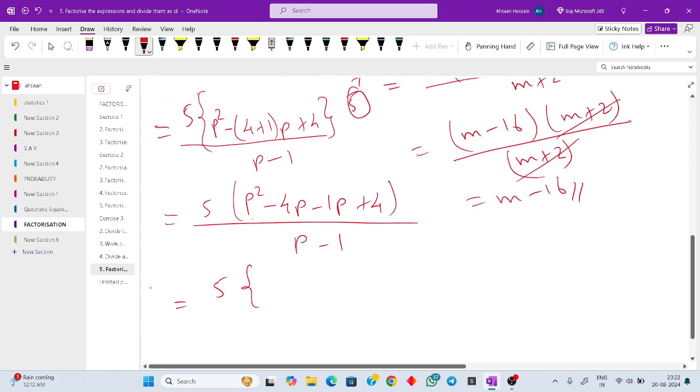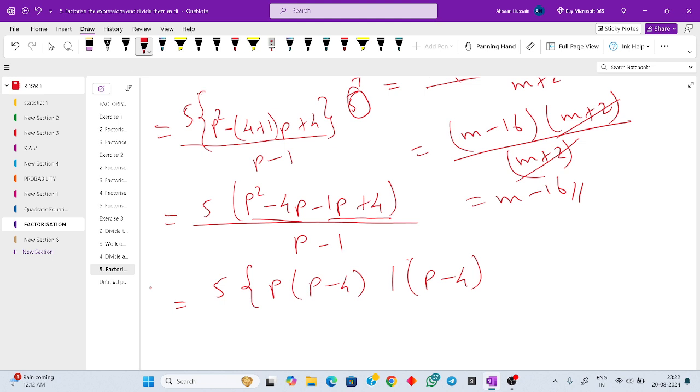So what is common between these two terms? p is common and p minus 4 is left. Similarly, we can write what is common between these two terms. 1 is common, and we have to write p minus 4 inside the bracket. Now the question is, what sign will we put here, minus or plus?